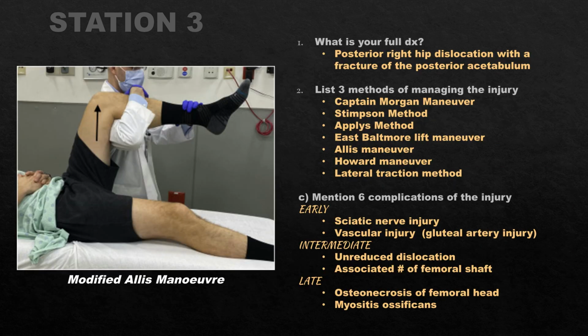Full diagnosis: posterior dislocation of the right hip with fracture of the posterior acetabulum. Classic dashboard injury, femur driven posteriorly, limb shortened, flexed, internally rotated. This is an orthopedic emergency. Reduction should occur within 6 hours to reduce risk of avascular necrosis.